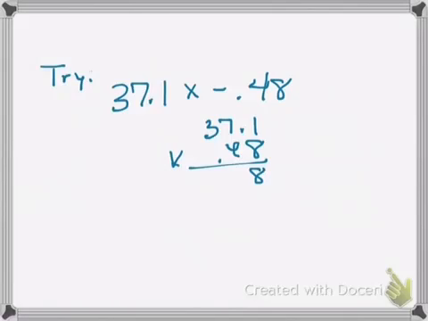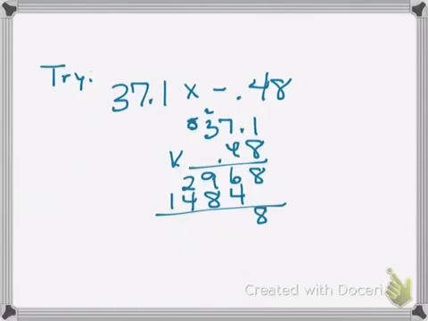Eight times 1 is 8. 7 times 8 is 56. Carry the 5. 8 times 3 is 24, plus the 5 is 29. For the second row, scoot over 1. 4 times 1 is 4. 7 times 4 is 28. Write the 8 and carry the 2. 3 times 4 is 12, plus 2 is 14.